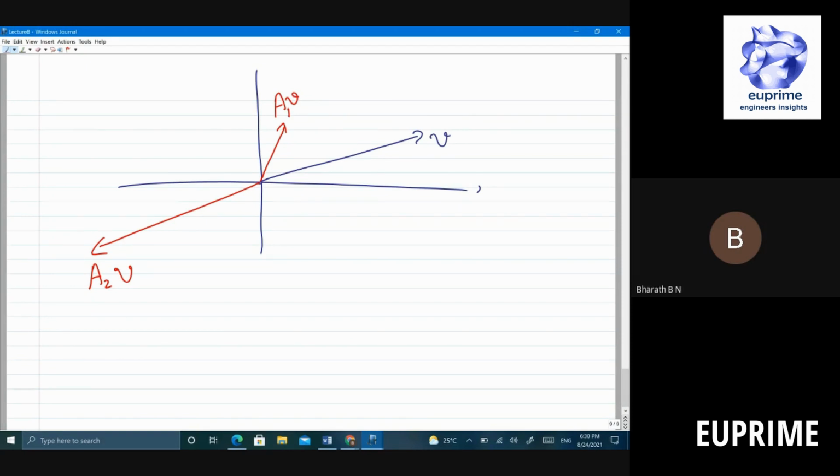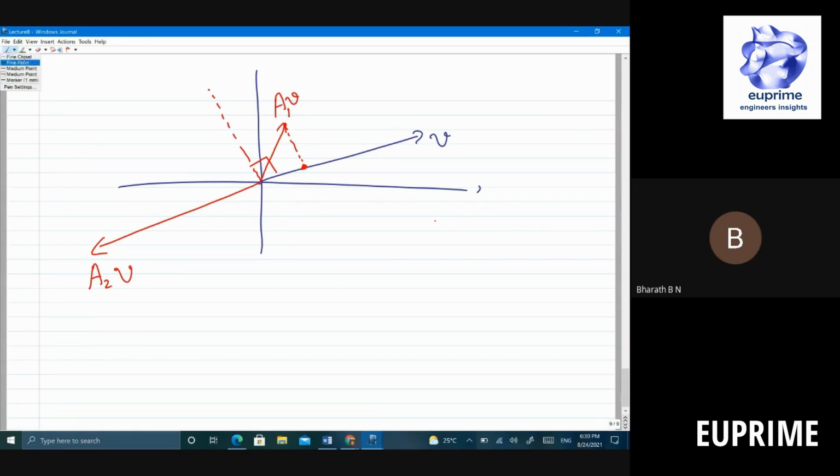Now, what will you observe about A1 and A2, just looking at what happens to V? A1 rotated the vector by less than 90 degrees. So this is not orthogonal to V. Now if you take the inner product of AV with V, what do you get? A positive number, do you agree? Whenever A rotates the vector by less than 90 degrees and you take the inner product, you'll always get a positive number.